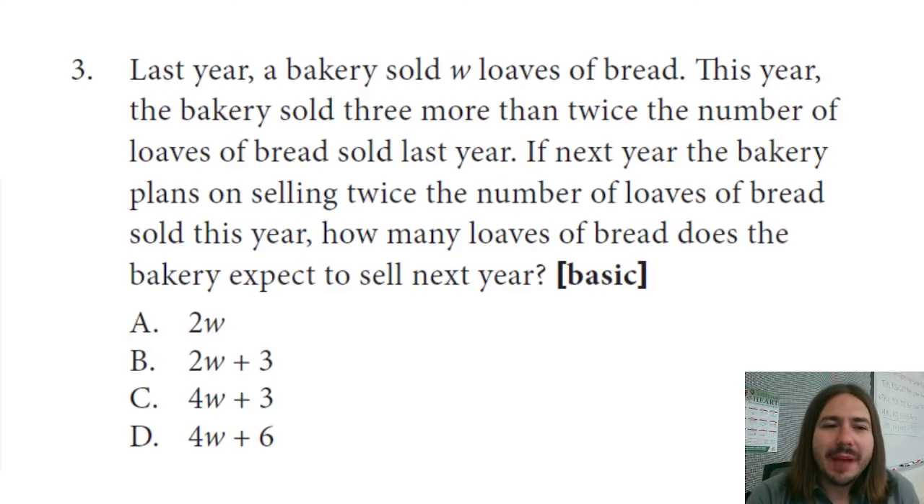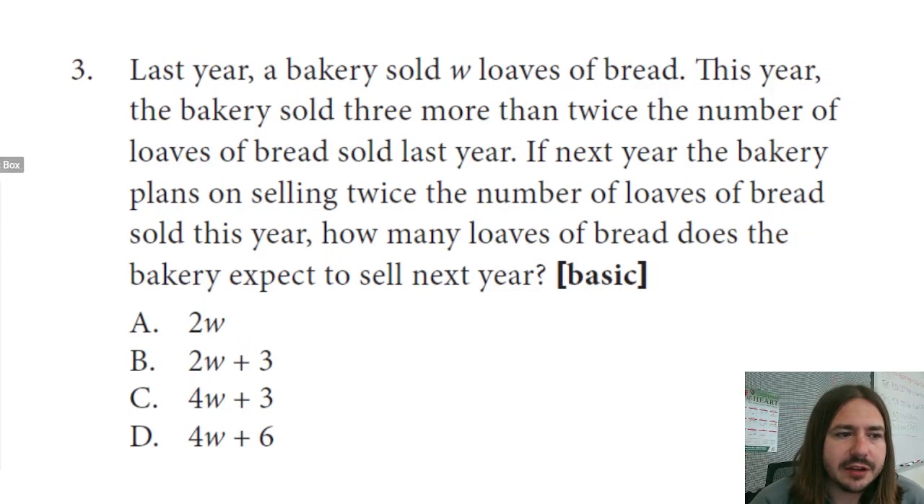Hey y'all, welcome back. Number 3 says, last year a bakery sold W loaves of bread. This year the bakery sold 3 more than twice the number of loaves of bread it sold last year. If next year the bakery plans on selling twice the number of loaves of bread sold this year, how many loaves of bread does the bakery expect to sell next year?